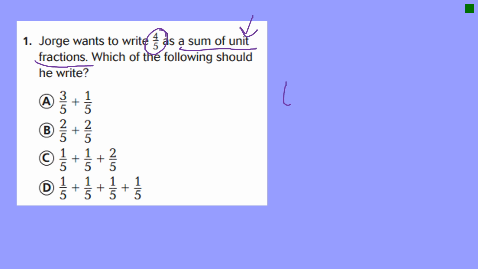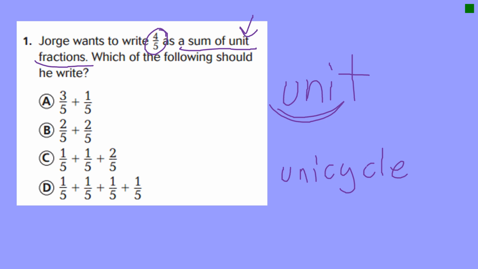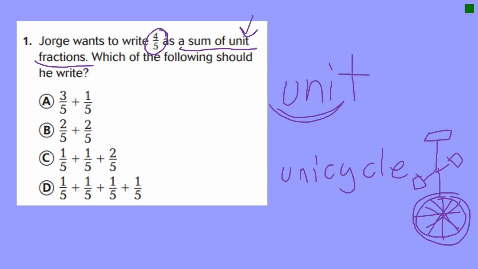Unit. Remember, unit means 1. Okay? If you look at the word unit, do you see UNI? That means 1. Have you ever heard of a unicycle? Right? A unicycle is that bicycle. How many wheels does a unicycle have? 1 wheel. I would not ride this unicycle that I just drew, but you get the idea. Uni means 1. A unicycle has 1 wheel.